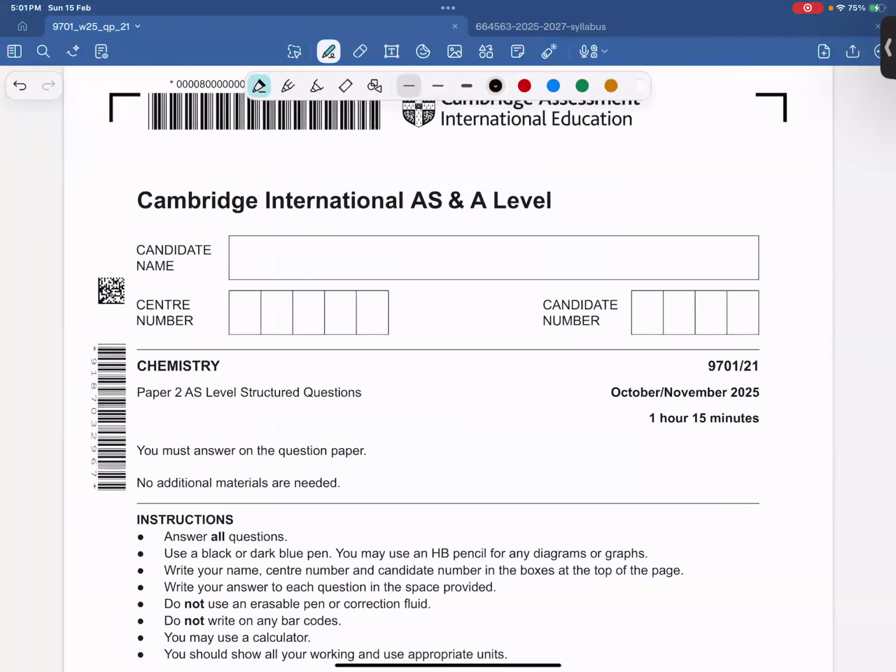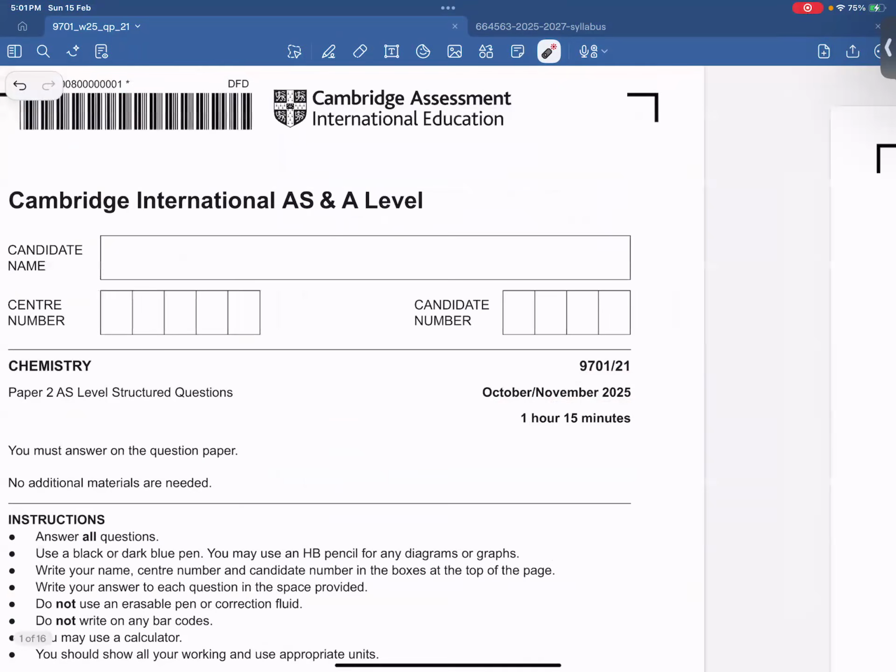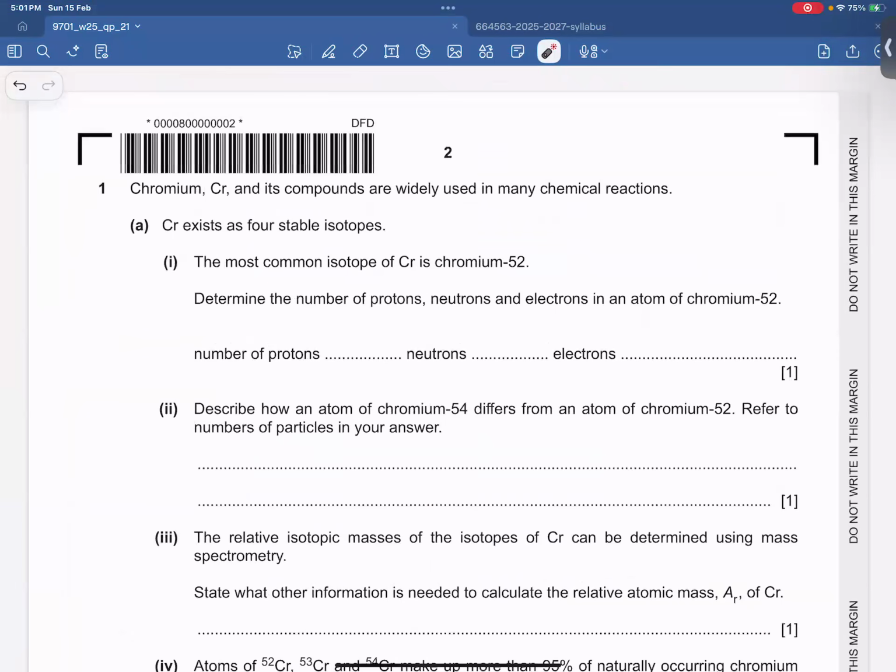This is Sir Farhan. Guys, let's start AS level paper 2 of October-November 2025, variant 21. In the last segment, we have done variant 22. So let's see what we have in this paper.